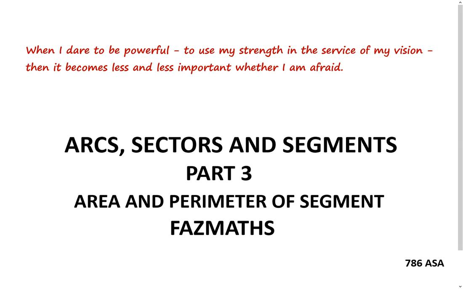Welcome to part 3. I hope you've watched parts 1 and 2 of this topic, where we learned how to calculate the length of an arc and the area of a sector of a circle. In this video, we'll look at segments of a circle and how to calculate the area and perimeter. Some of these questions involve applying the advanced trigonometry formulas, which I hope you're familiar with. If not, then please watch my videos on advanced trigonometry. Let's begin with the questions.